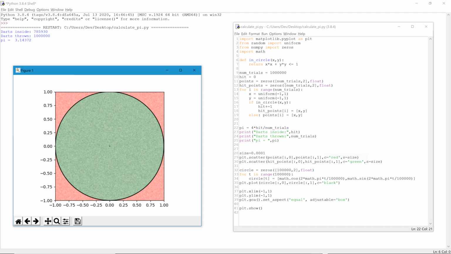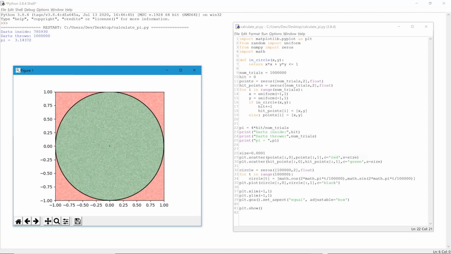Now, the reason there's so many dots is that I actually ran the simulation with 1 million dart throws. And the reason is that since I'm doing this on a computer, I can simulate a lot of dart throws very quickly and get a more precise answer. So on the right here is my actual code for those of you who are more technically inclined. And on the top left here, we have the results.